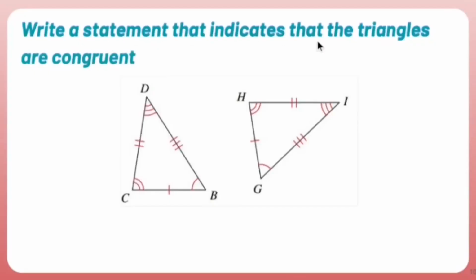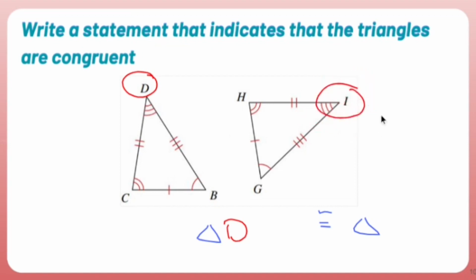Write a statement that indicates that the triangles are congruent. So when you're writing out a congruency statement, you're going to say triangle blah is congruent to triangle blah. It doesn't matter which letter you start out with. So if I start out with D, I have to make sure that the order I put it in has the thing that corresponds to D. D has three lines attached to it. I guess that's an I has three lines attached to it, so D and I correspond to each other.